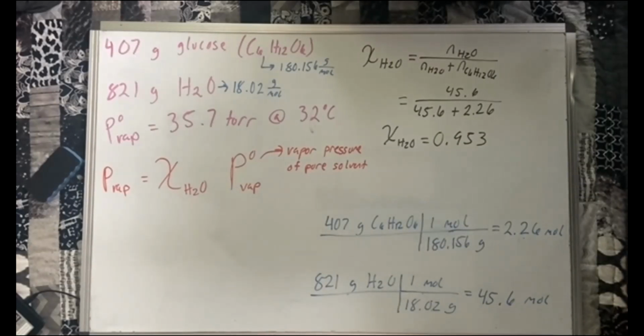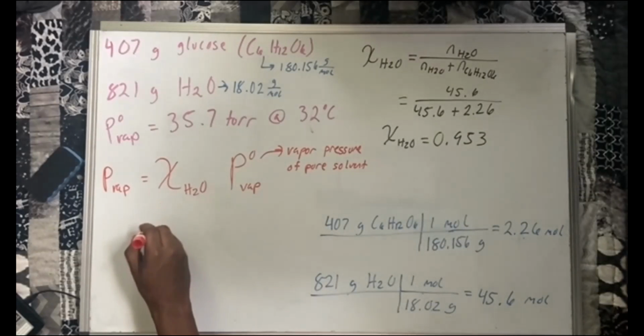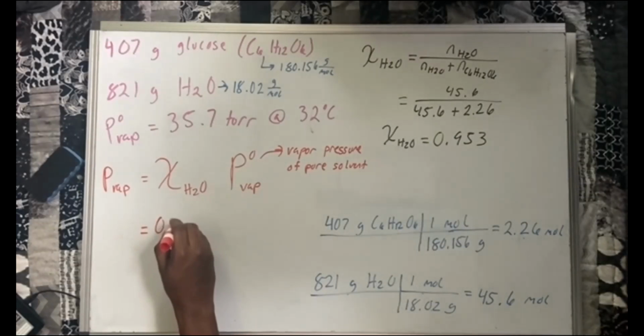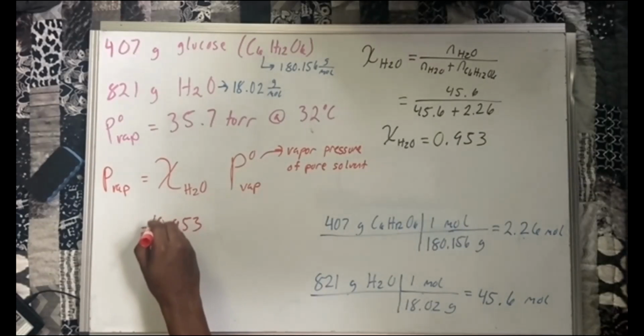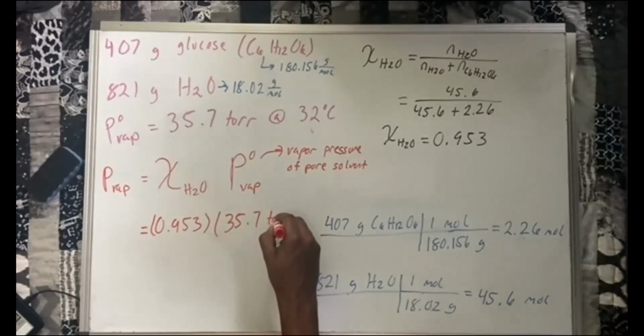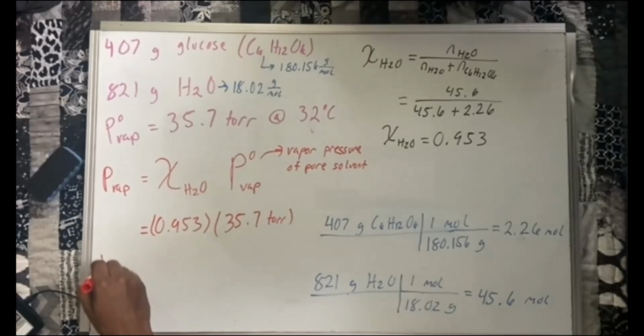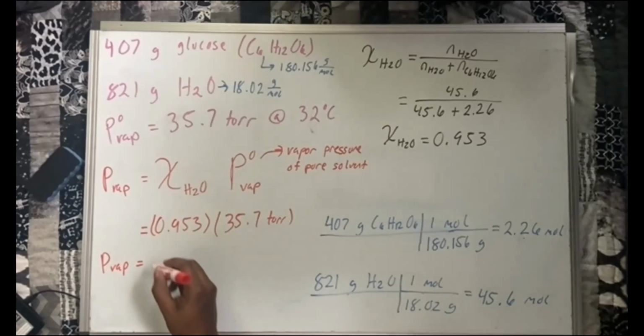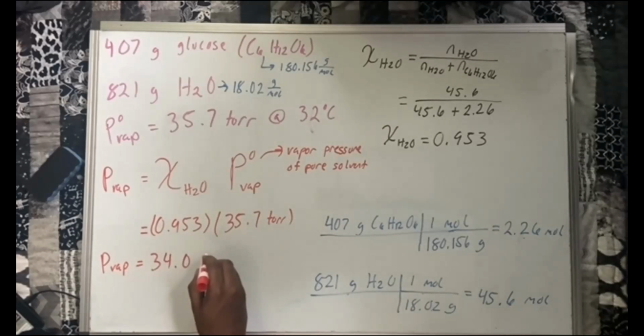All right, now we're in the final stretch. So now I go over here. So I say, okay, so that's equal to 0.953 times my 35.7 torr. So I get P vap equals 34.0 torr.